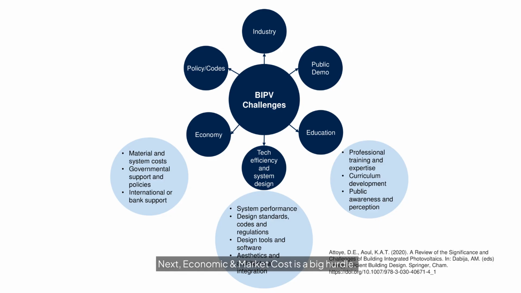Next, economic and market cost is a big hurdle. BIPV facades often cost more upfront than the facade without solar systems. Therefore, there is a need for better financial incentives and government policies to improve the economic situation.